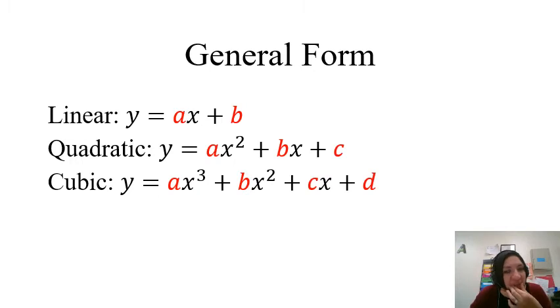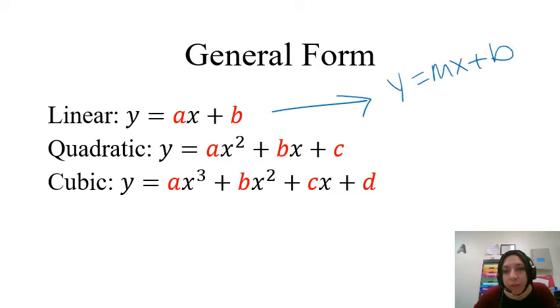All right. So let's talk about different general forms of equations for a second. So a linear equation is written in the form of y is equal to ax plus b. You guys know this as y is equal to mx plus b. It's the same thing. It's just sometimes they change the m with another variable a, right? It's the same exact thing, right?